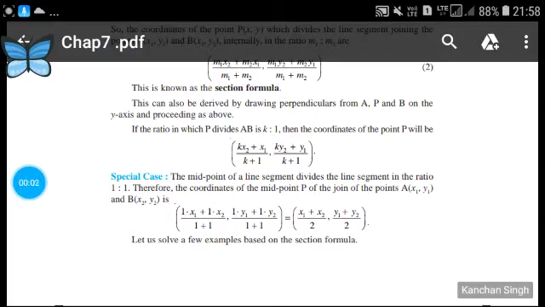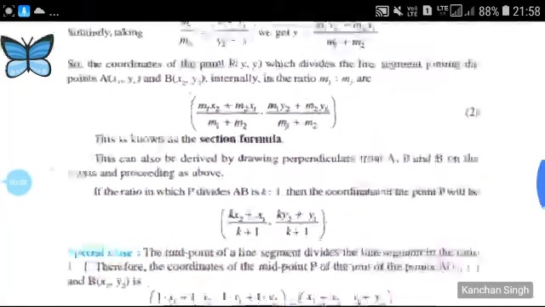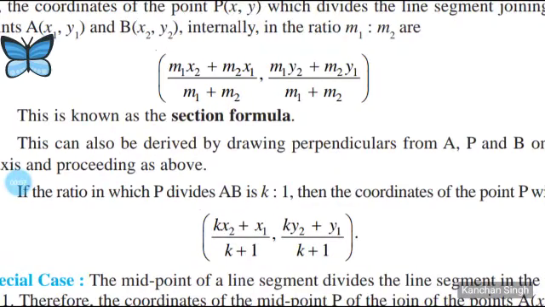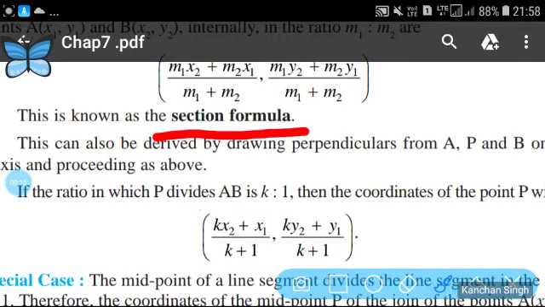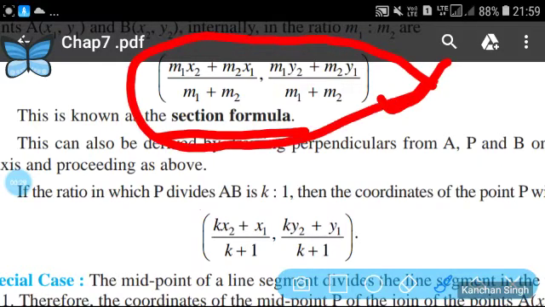In our previous class we learned the section formula. Hope you have remembered this formula: to find the coordinates we use the section formula, (m1 x2 plus m2 x1) by (m1 plus m2) comma (m1 y2 plus m2 y1) by (m1 plus m2). With the help of this formula we will solve all the questions, and we know how to find the midpoints. Now, let us proceed to our first question.